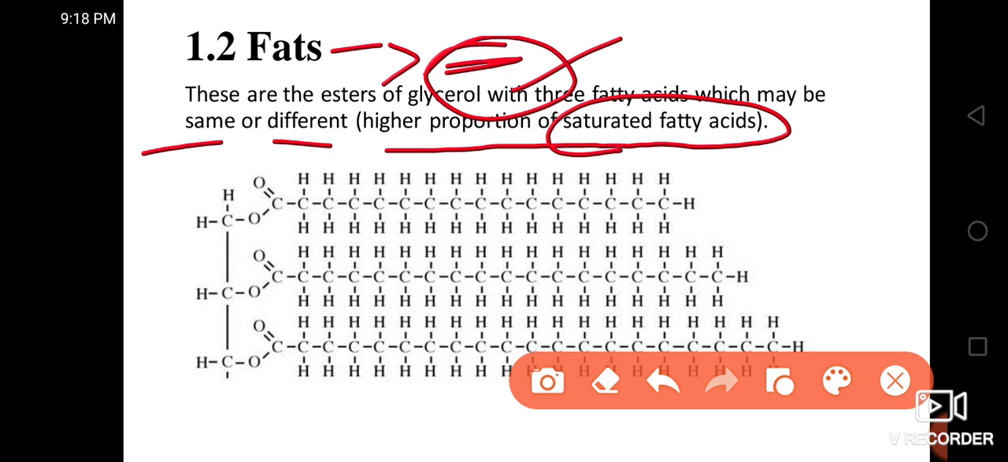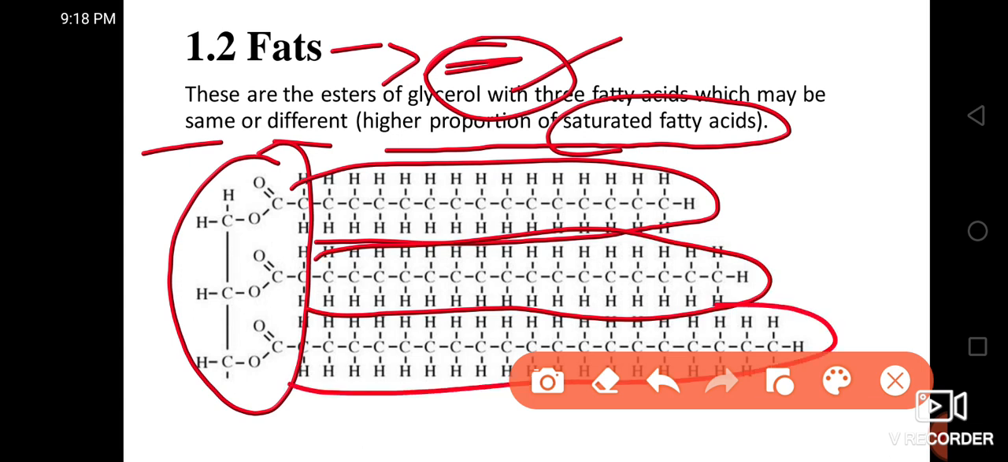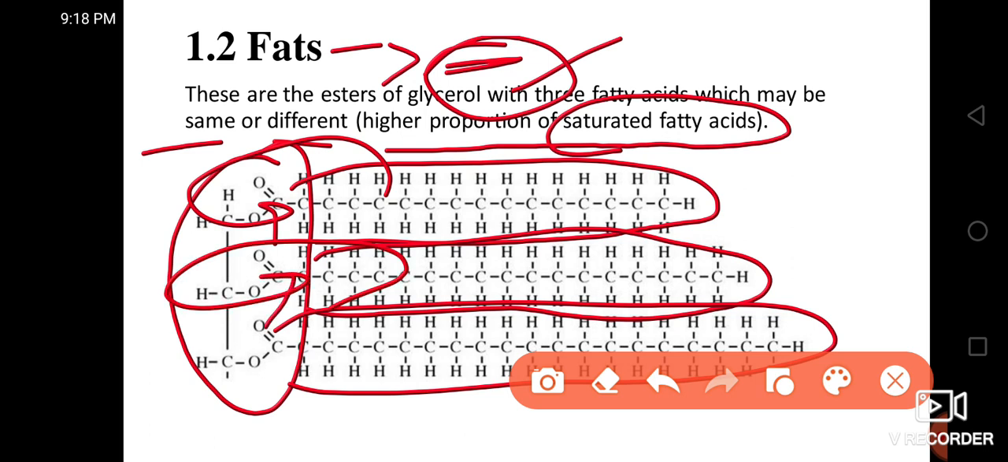Okay, so you can see this is again the part of your glycerol, and these are, as I have explained, the simple structure of your fatty acids, and they are going to just rotate like that, van der Waals model. Okay, the difference between oil and fat is this: the oil is composed of unsaturated fatty acids, while your fats are composed of saturated fatty acids.